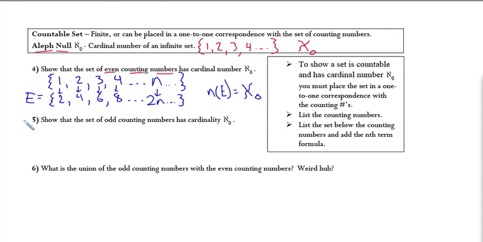Okay, I want you to try number 5 on your own. Go ahead and pause the video, and when you're finished, hit play. You can check your work.